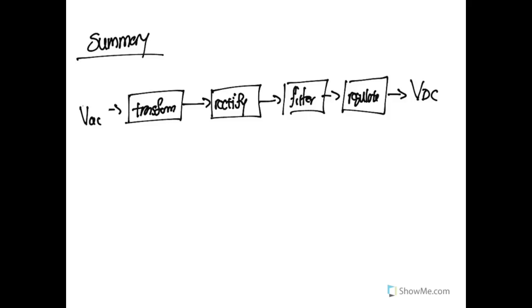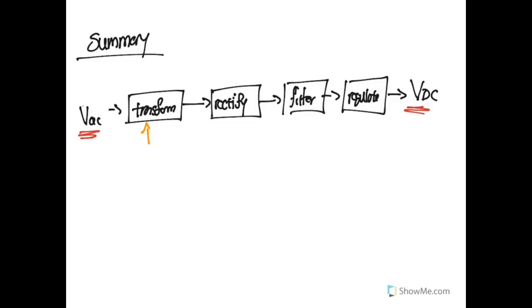So overall, we've looked at a four-stage process that gets us from an AC signal to a DC signal. And this is a rather simple design, and I would also imagine a rather inefficient one. And there are some parameters we really need to take into account as we go from one stage to another.